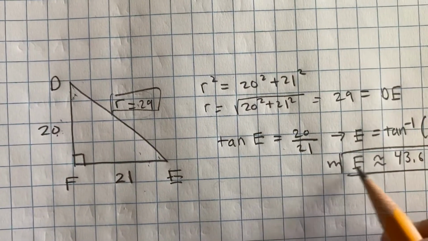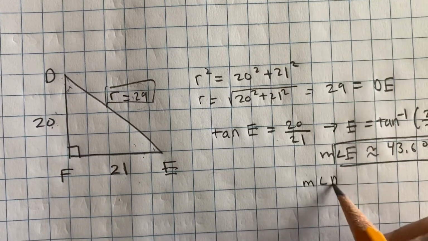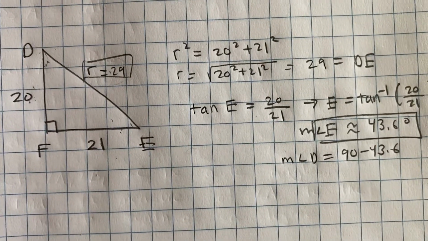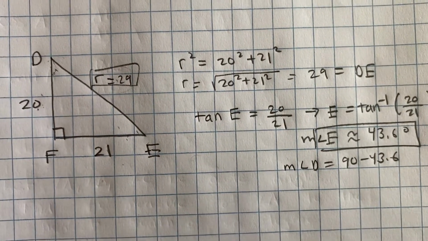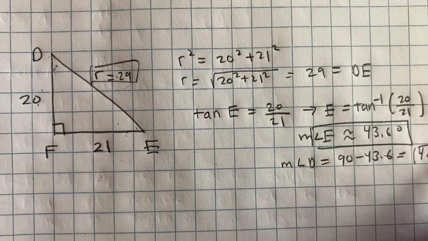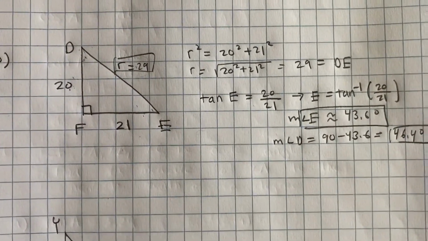And once you have the measurement of angle E, you can figure out what angle D is by doing 90 minus 43.6, which is just going to give you 46.4 degrees. Okay, so we've completely solved the triangle. Let's just do one more here.